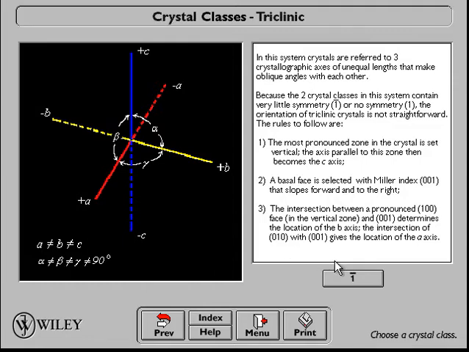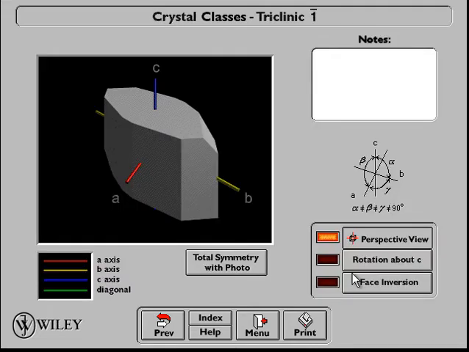So, and now we have here the 1 over. Let us just tap it. So yes, here we have our triclinic crystal 1 over with the symmetry 1 over. Alpha is not beta, is not gamma, is not 90 degrees. Yes. And that is the A axis, the B axis and the C axis. So, and then we have here the total symmetry with photo.